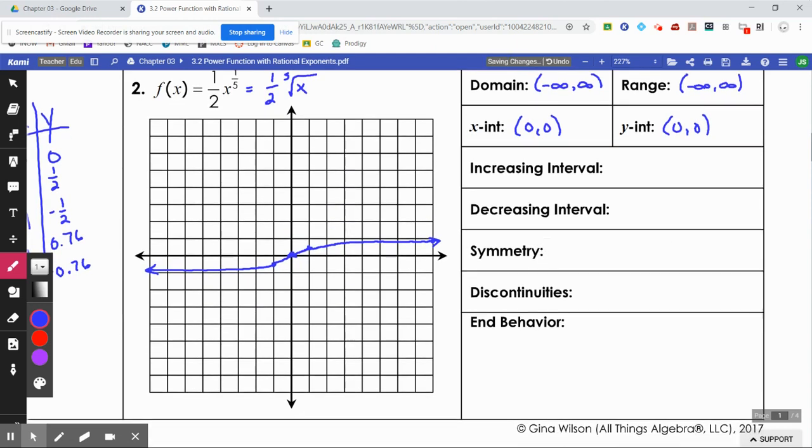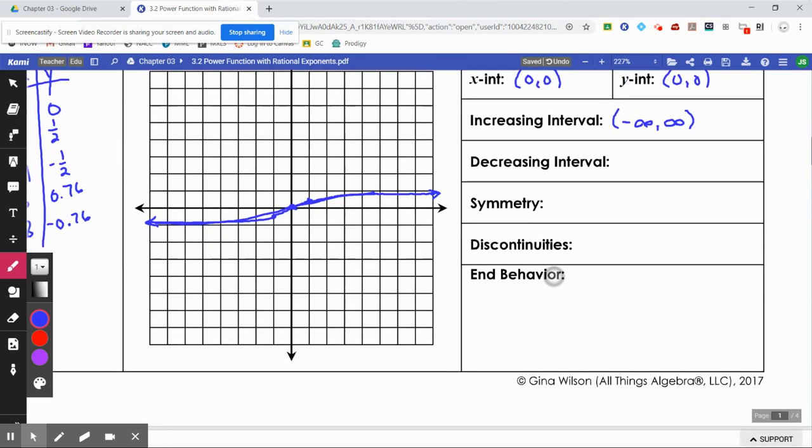Your increasing interval, this actually increases the entire length of this function. It's constantly increasing or going uphill. It decreases nowhere. Now this one does have some symmetry. This does have origin or rotational symmetry. Discontinuities, there are none.